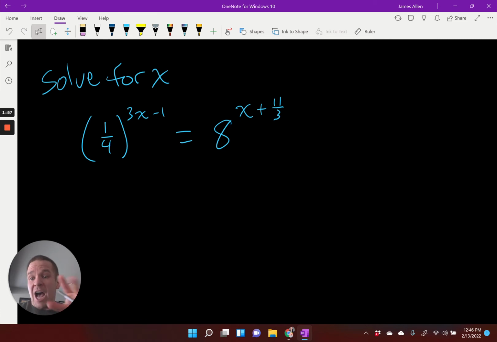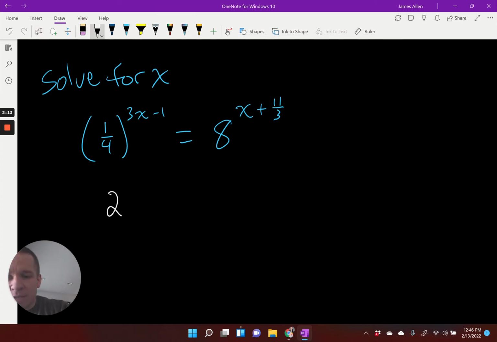Solve for x. This one looks weird. We got fractions, man. I don't like fractions. What can we do with that? How about this? I see a 4 and I see an 8. Perhaps I can write these both as a base of 2. The only thing with the first one there on the left side is it's a fraction. So it's going to need to be a negative exponent.